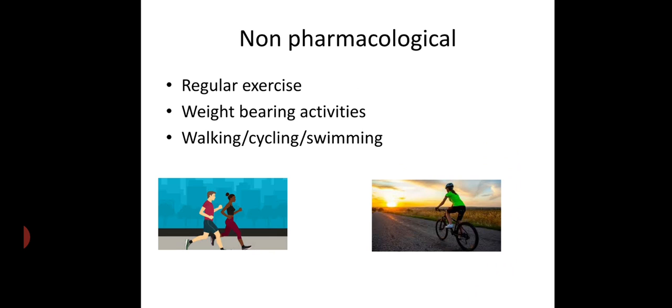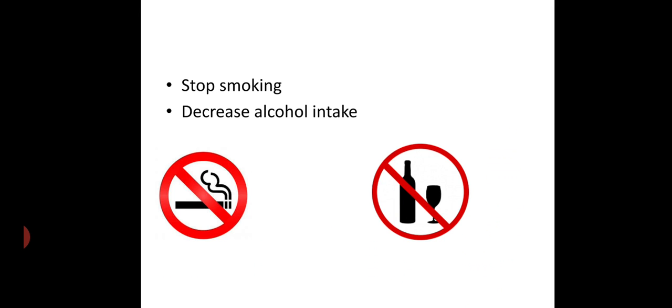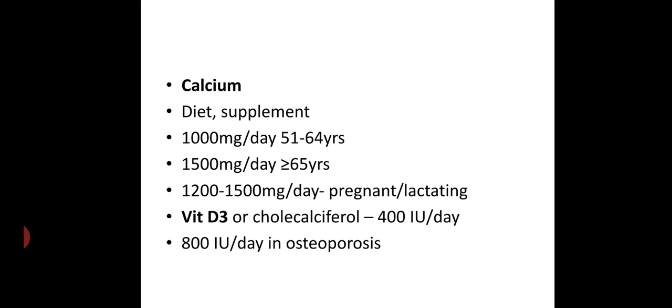First, non-pharmacological management: regular exercise, weight-bearing activities, walking, cycling, swimming, etc. Then diet. We should try to maintain BMI between 20 to 25 kilogram per meter square, and eat more calcium-rich diet. Stop smoking, decrease alcohol intake. About calcium, it can be included in the diet or taken as a supplement.